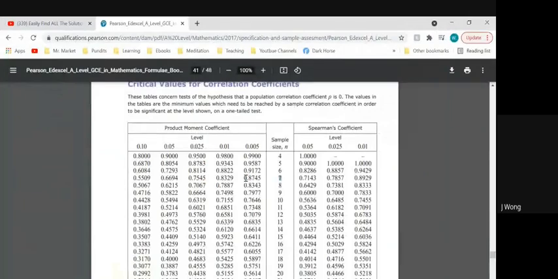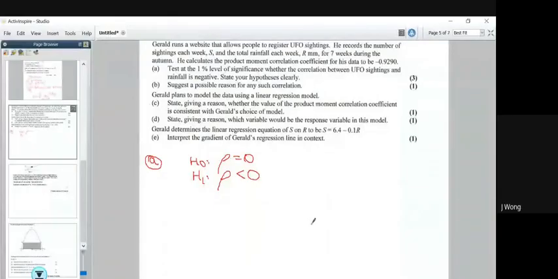Right, okay, so part A, what we need to do is to establish our hypotheses. We have null and alternative hypotheses. The first one is the standard one. That means there will be no correlation, which will be represented by this symbol here, rho. So rho is 0.